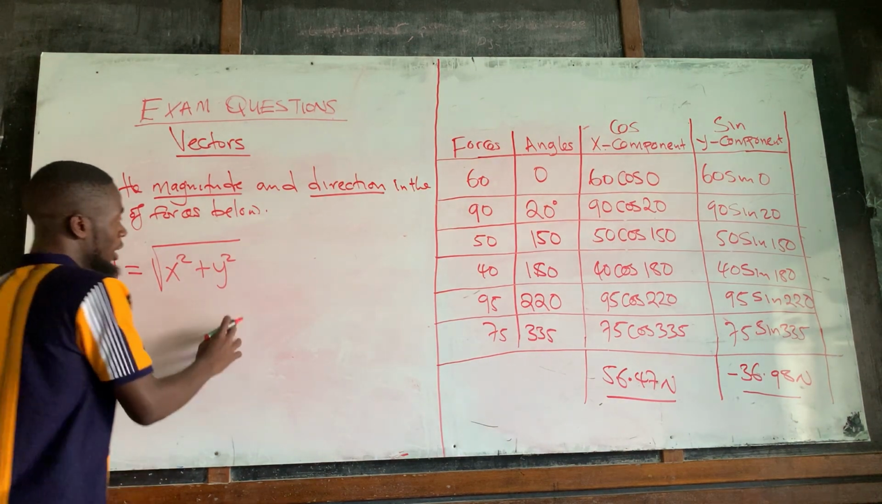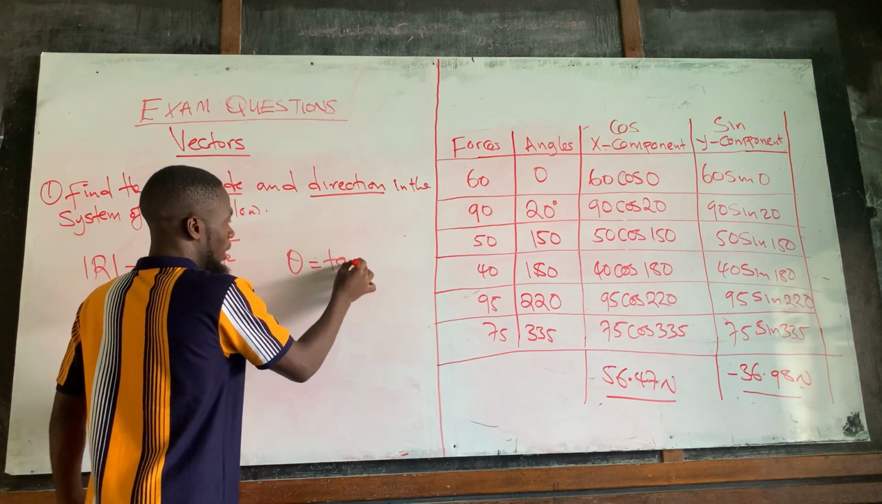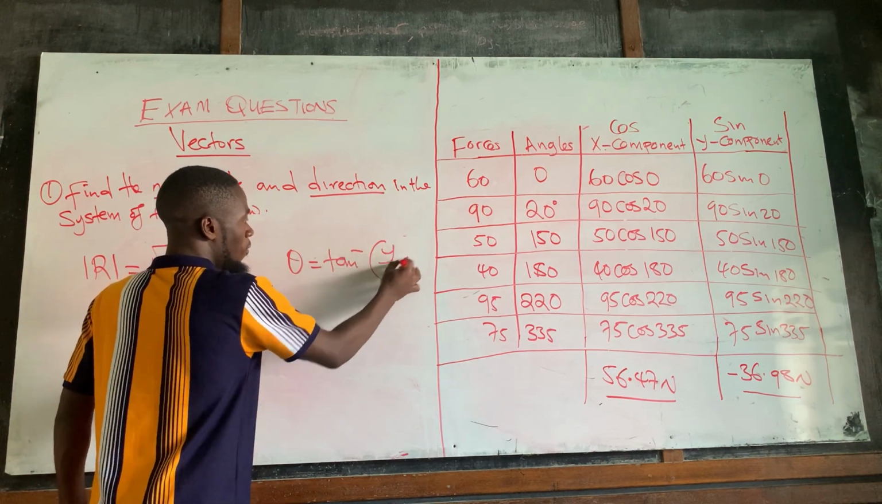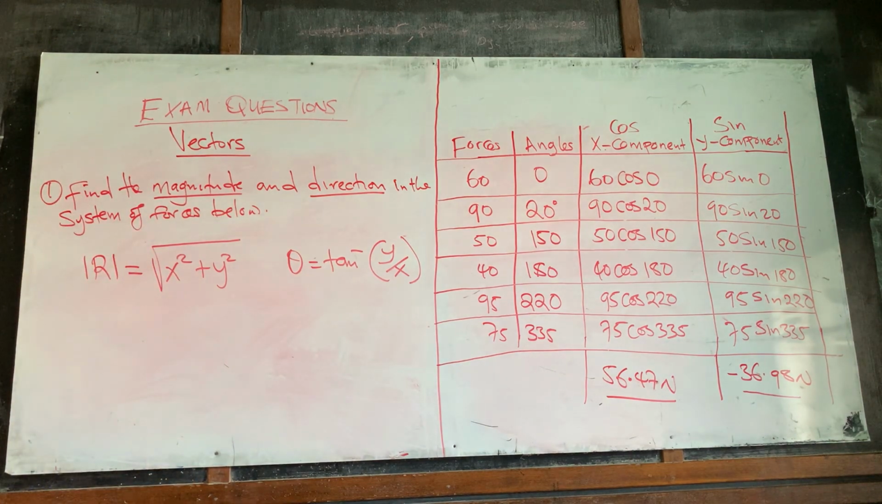And for the angle, the direction, we say theta, the angle, is tan inverse y over x. Okay, so these are the two formulas we use there. This one is to find the magnitude, and the other one to find the direction. So these are the two things we need here.